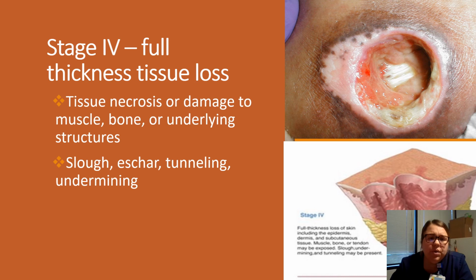Okay, stage 4, full thickness tissue loss, tissue necrosis or damage to the muscle, the bone, or any underlying tissue. So right here, if you look, that's possibly a tendon or a bone. There's going to be slough or eschar or tunneling. So in here, we go this way. Let's see if I can change this color. If we go this way, there's tunneling right in there.